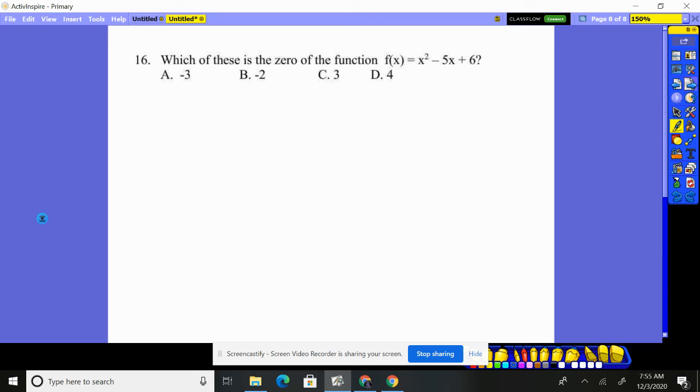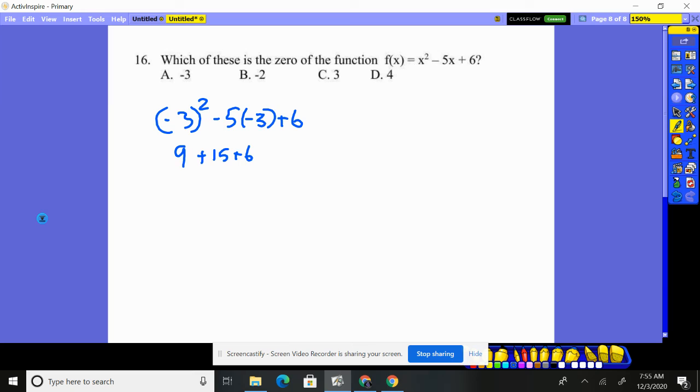So let's look at 16. Which of these is the 0 of the function? Again, I'm looking for where it's crossing the x-axis. Well, I'm just going to plug in -3. -3 squared minus 5 times -3 plus 6. Maybe we'll get lucky and it's the first one. 9, that'll be plus 15 plus 6. That's not going anywhere.